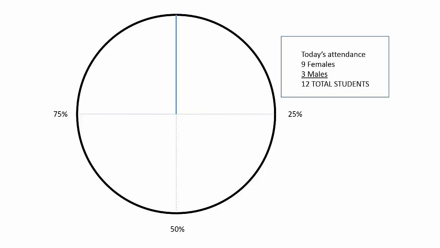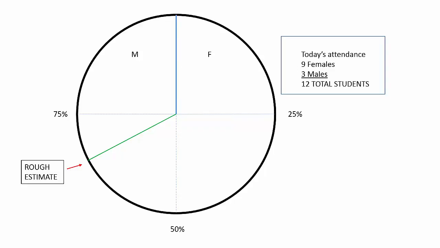Okay, the next step is going to be to estimate, if there are 9 females and 3 males, what does that look like? And so we're going to start with the center point, and then draw a line to the edge. Okay, and this is going to be my rough estimate of females and males. I know that there are more females than there are males, so my female section is a little bit larger. So here's my rough estimate.